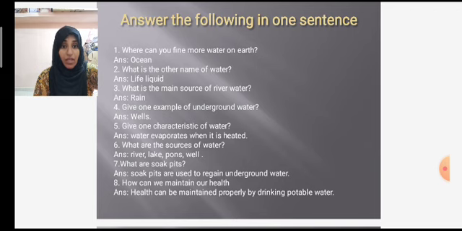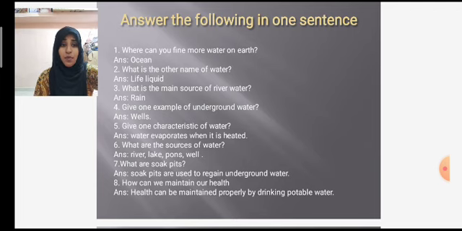Next question. Give one example for underground water. The example for underground water is wells. Give one characteristic of water. We have to write one characteristic of water. That is, water gets evaporated when it is heated. Okay, this is one characteristic of water.